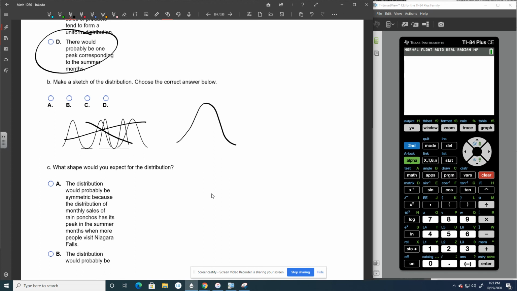But we would expect a symmetric distribution. The summer is going to be the peak. That's going to be the high point in the middle. And then it's going to kind of fade off before and it's going to fade off after. And it would just kind of be centered around those summer months. So I would expect a symmetric distribution for that reason.